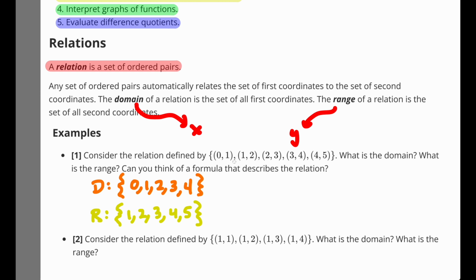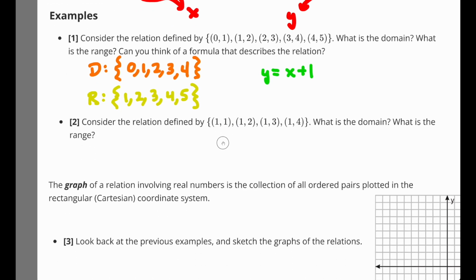Can you think of a formula that describes this relation? So what you can do, because again, I said the domain is the x, you can basically say that y is equal to whatever x is plus 1. So in a way, you can use that formula, which basically shows the exact same thing as this set of ordered pairs, where y is equal to x plus 1. All right, on to the next example.